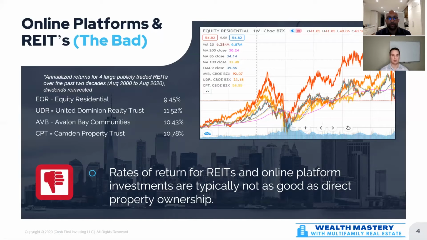Online platforms are kind of the same story. There's a lot on those online platforms that are lower rates of return. I'm not saying you can't find a 15, 18% return on those platforms, but they're a lot fewer and far between.